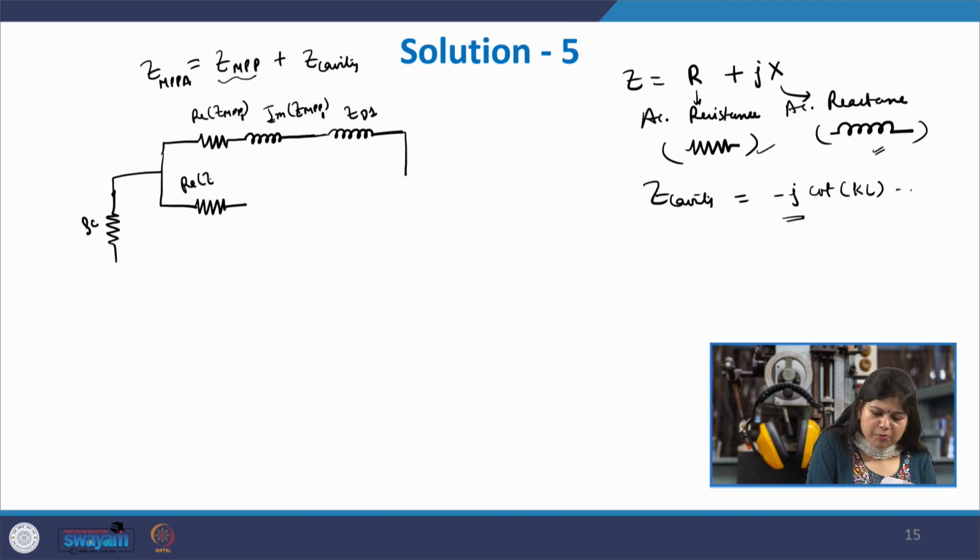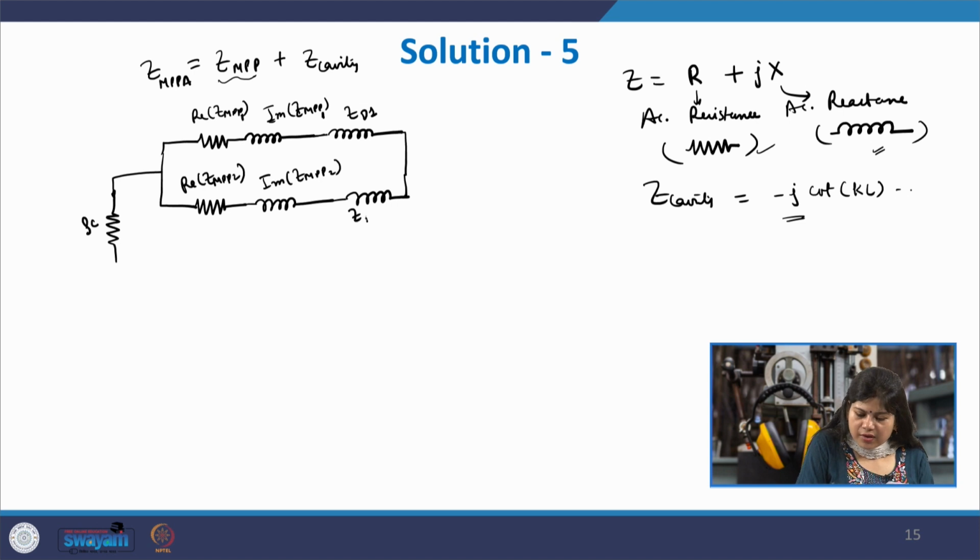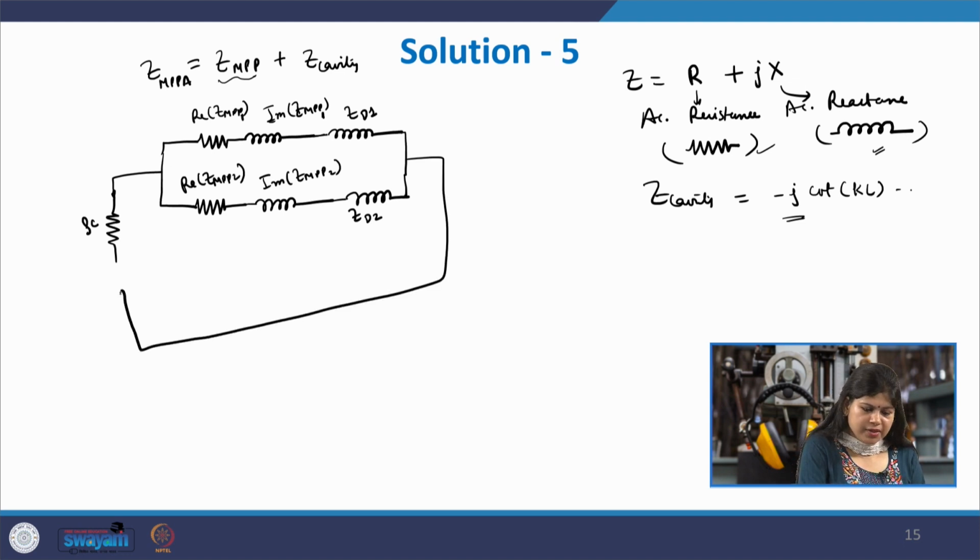Similarly, we have the real part of Z of MPP 2, which contains both real and complex terms, followed by just an inductor indicating the complex term due to the Z of the cavity depth D2, and they are connected in series and parallel, and this is how we complete our circuit. So, this becomes your electrical circuit for this model. So, with this I would like to close this lecture. Thank you for listening.